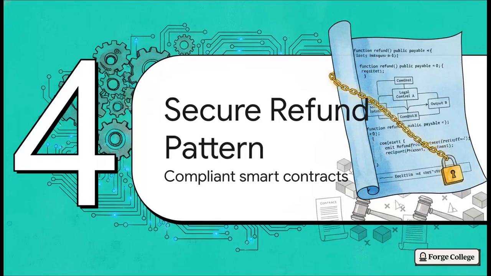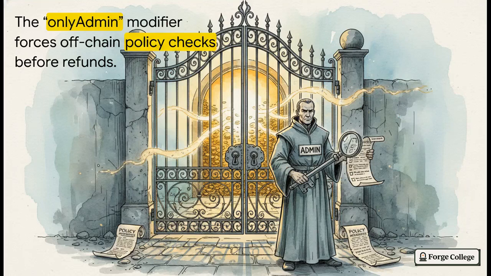All right, Section 4. The secure refund pattern. Let's look at the schematics for compliant smart contracts. First, let's zero in on this mechanical annotation right here, the onlyAdmin modifier. This is our preventive control in action.